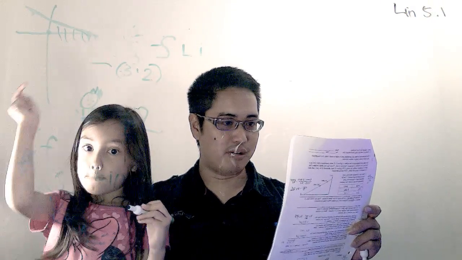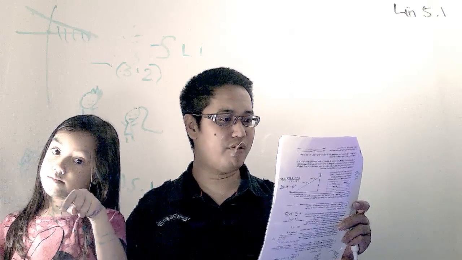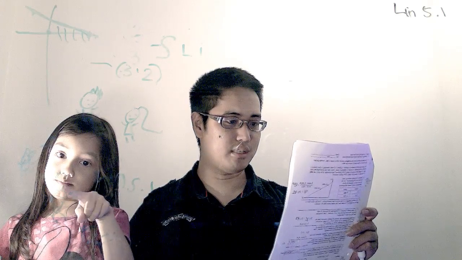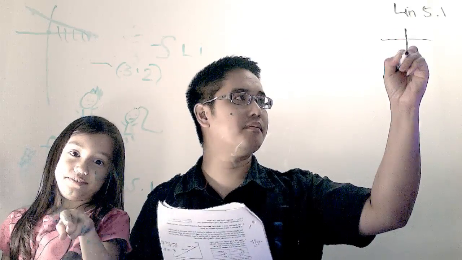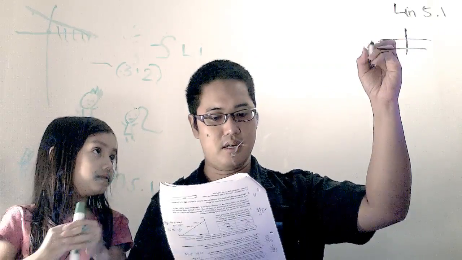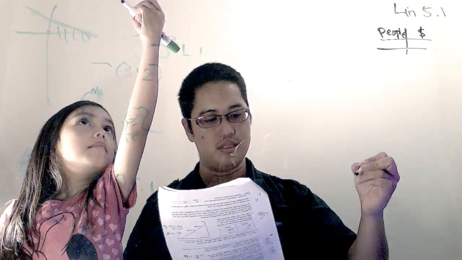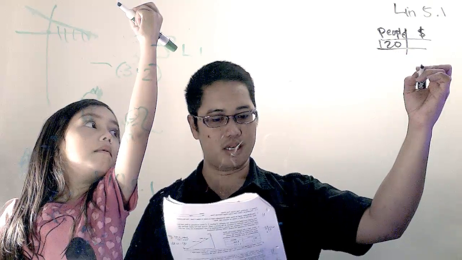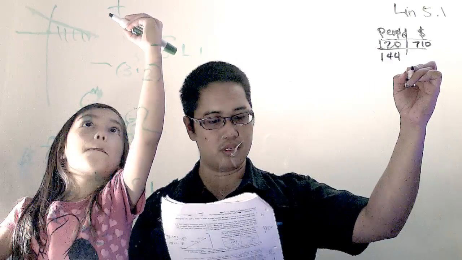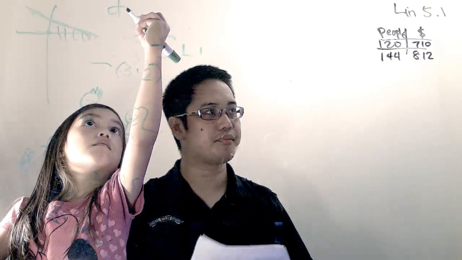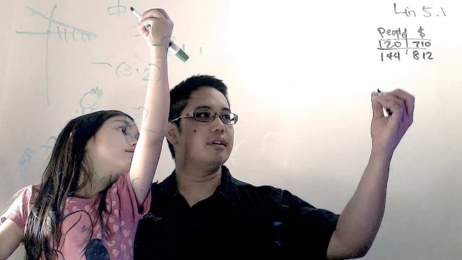At the last minute, however, students turned in their forms, which they always do, and for the actual field trip, 144 students and teachers attended, costing $812. All right, so if I were to make a little table here, this is people, and here's dollars. So 120 people cost $710, and 144 people cost $812. These are actually 2 points. These are 2 coordinates that I can graph.